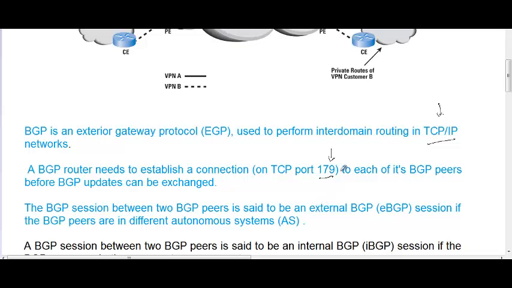So this is the port number through which they establish the neighbor. After establishing the neighbor, they send and receive BGP updates. They exchange the BGP updates.